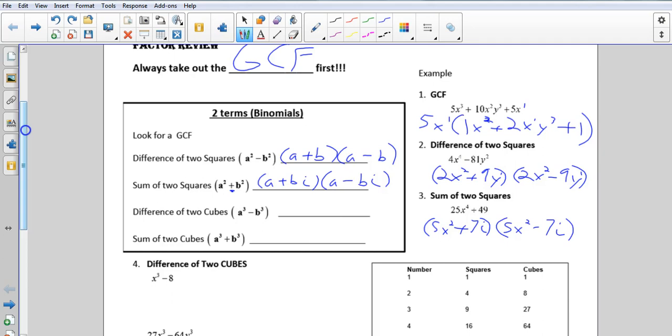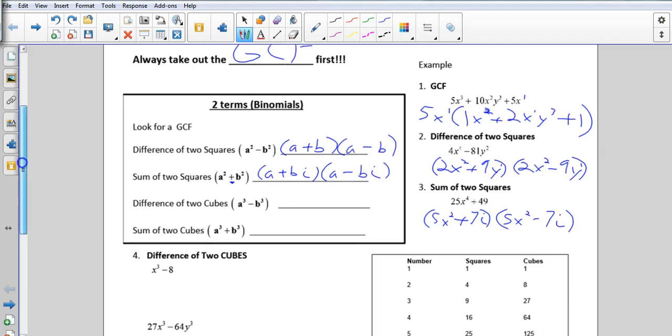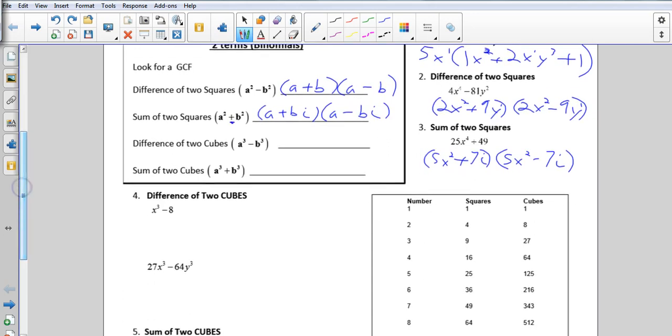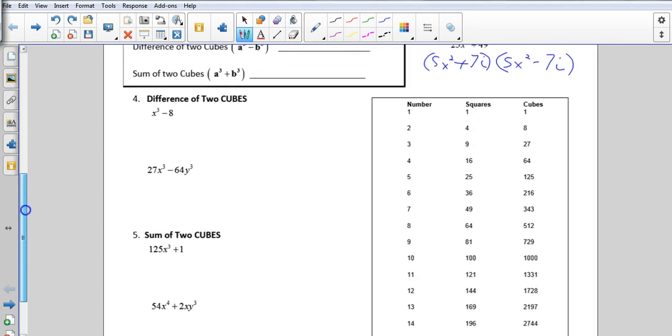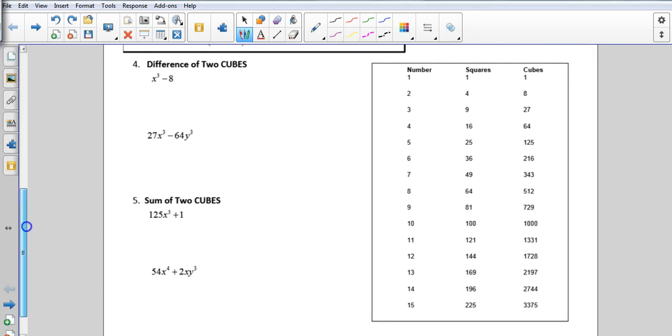Okay, now the new stuff. We're going to do the difference of two cubes and the sum of two cubes. And if you notice, you have this nice handy dandy chart down here, which is going to help with factoring our numbers.